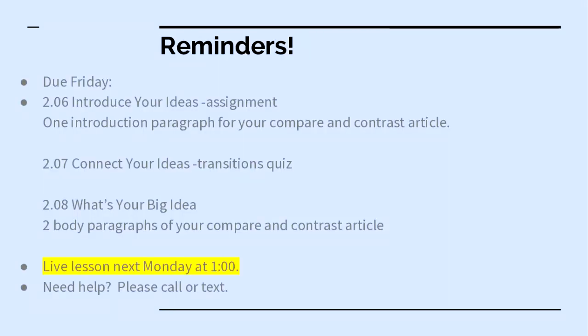So due Friday, your introduction, 2.07, connect your ideas, a transitions quiz, and 2.08, your big ideas, and that's your body paragraphs of your compare and contrast article. Right? Live net lesson will be next Monday at noon. Same time as always. Okay?